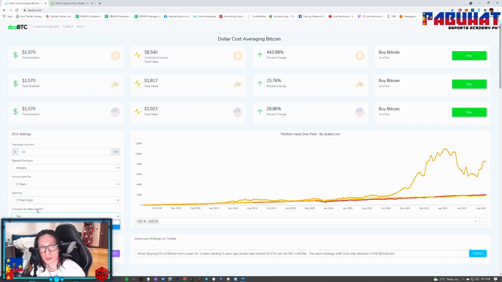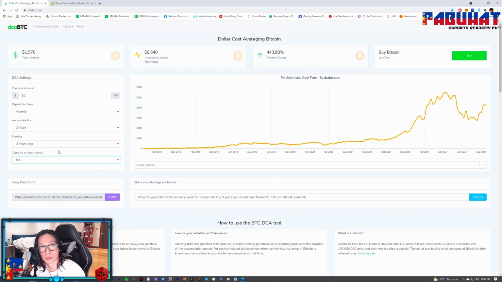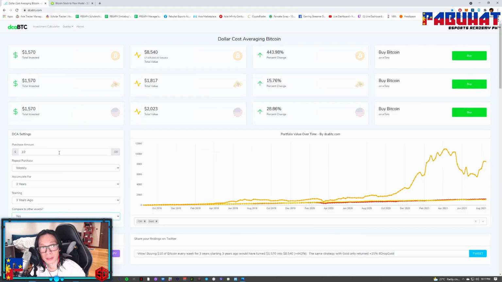And you can compare to other assets. So if no, you just click with Bitcoin. But if you click yes, you'll be able to compare it to gold and US dollar. So I think US dollar is if you have a US bank account. But here in the Philippines, wala tayong ganito. Sa bank natin, hindi ata ganun ka taas ang interest rate kung meron man.